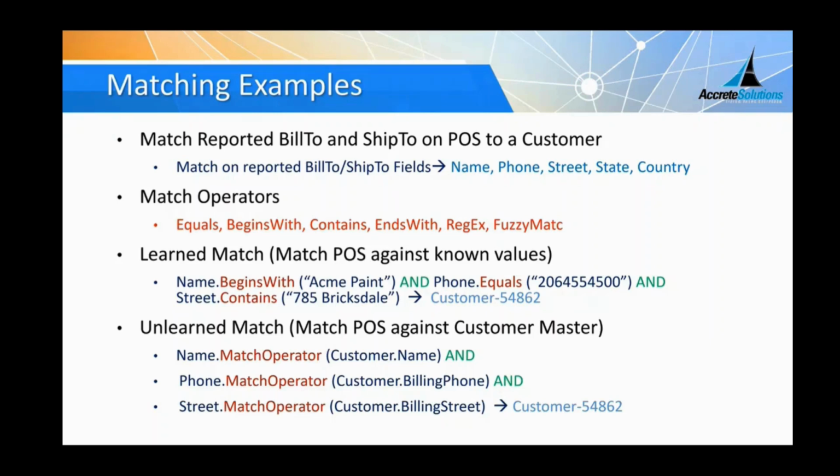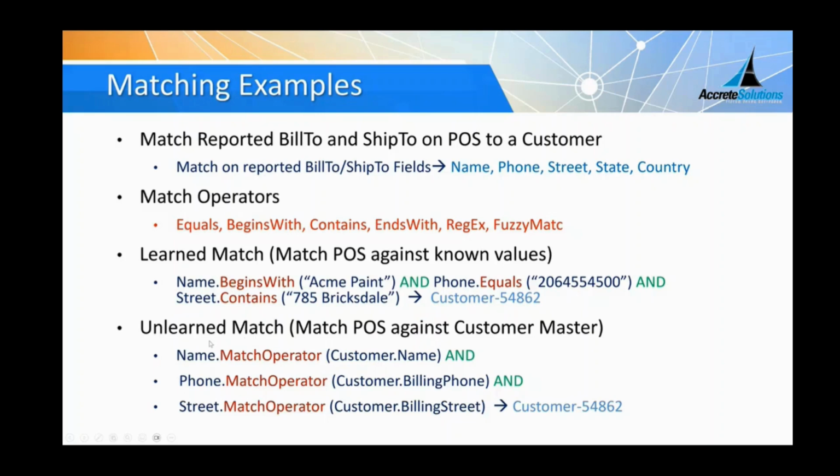So here is an example. You can say the name begins with Acme Paint, and the phone number equals 206-455-4500, and the street contains 785 Brixdale. Then it matches customer 54862. So here you're using known values in your matching rule.